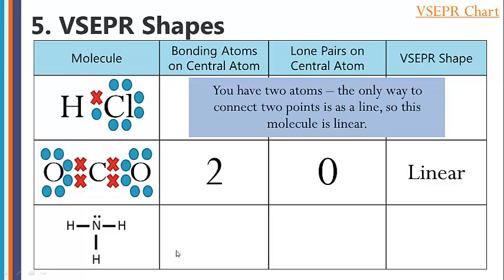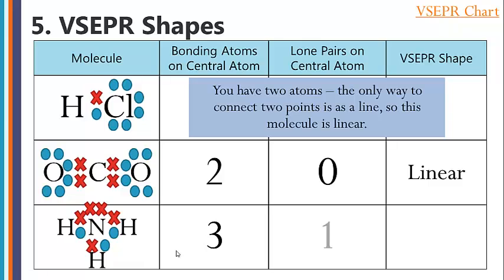Next one, NH3. So each of those single bonds has 2 electrons in them, and then nitrogen has 2 electrons that are not in a bond sitting on top. So that means that there are 3 atoms bound to nitrogen, and there's 1 lone pair, which corresponds to the shape of trigonal pyramidal. So we just used that VSEPR chart that we saw earlier to figure out what the shape of these is going to be based on how many atoms are bound to the central atom and how many lone pairs there are on the central atom.